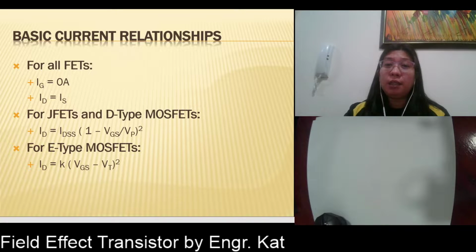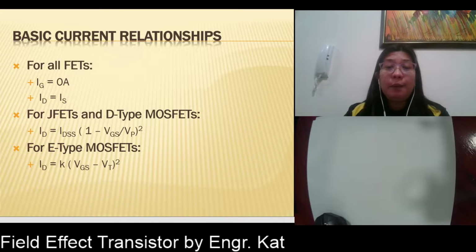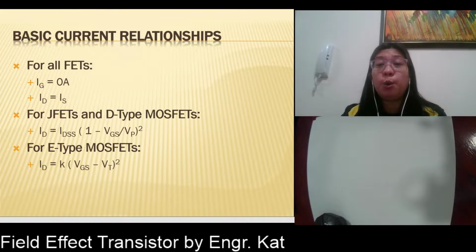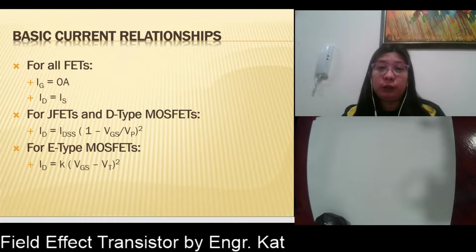It is entirely different for an E-MOSFET. In solving for ID, we're going to use the formula ID = K multiplied by (VGS - VT) squared, where VT is the threshold voltage. We have VGS, which must be greater than your threshold voltage so that your E-type MOSFET will function.